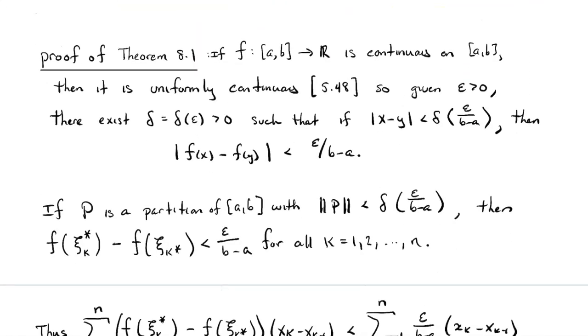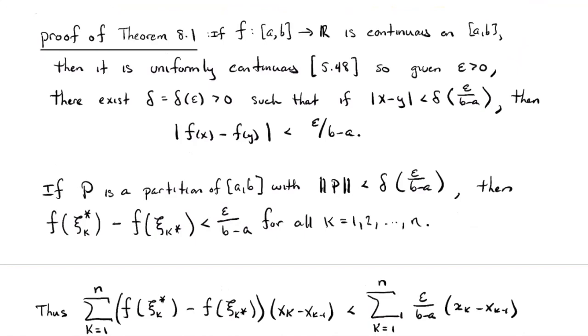Now we're armed for the proof. We know what we mean by a partition. We know what we mean by upper and lower sums. We know that if we refine a partition, lower sums can only get bigger and upper sums can only get smaller. All right, that's just recapping. So here we go. Let's walk through the proof of this theorem.